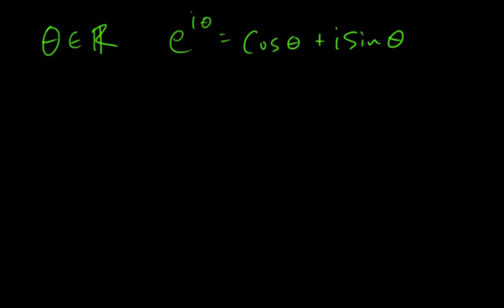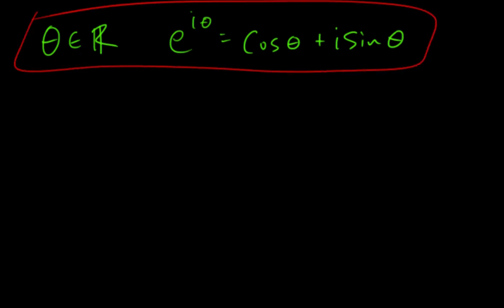For any theta contained in the set of all real numbers, e to the i theta equals cosine theta plus i sine theta. So we're going to use this relationship today. And then it says evaluate e to the negative i pi fourths, and then also i to the negative i.